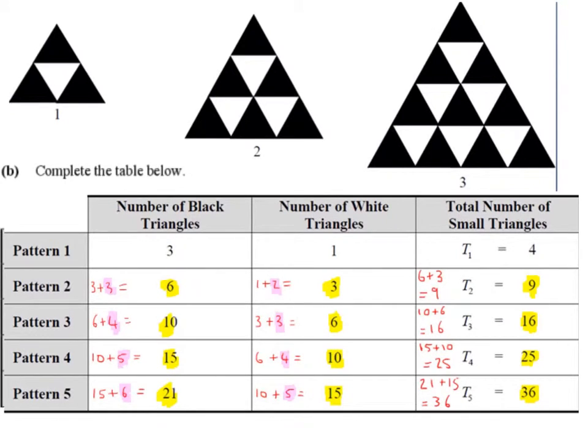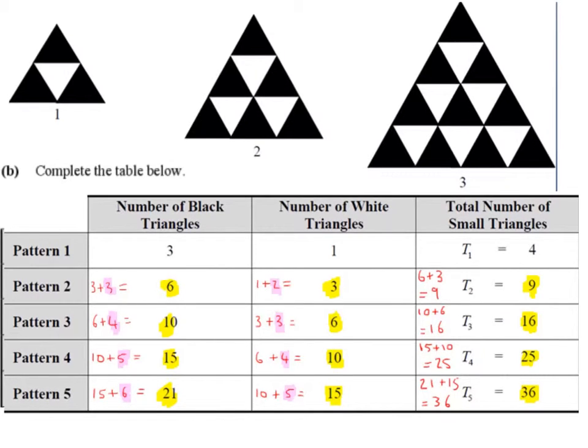So we start to notice a pattern. To get to 6, it was 3 plus 3. To get to 10, it was 6 plus 4. To get to 15, it was 10 plus 5. To get to 21, it was 15 plus 6. So we added on 3, then 4, then 5, then 6. So obviously if we wanted to get the 6th pattern, we'd add on 7. To get the 7th pattern, we'd add on 8, and so on.